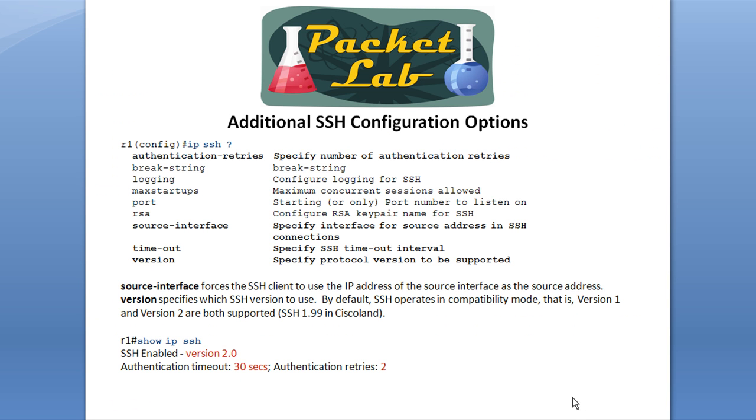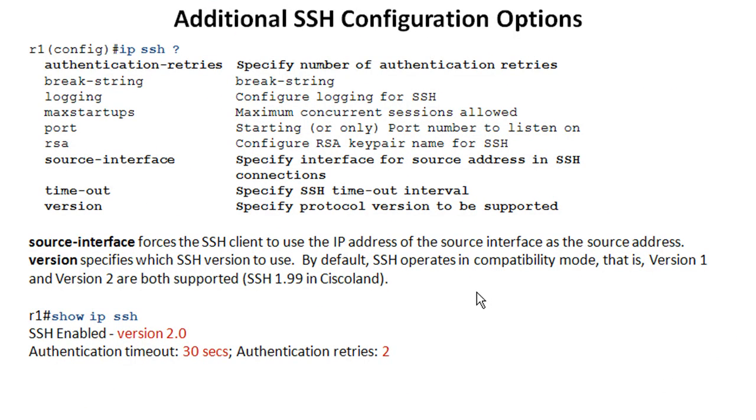And the other two SSH configuration options that you might want to use. Source interface, that's going to set the SSH client to use a specific IP address as a source interface. So if you're going to SSH from R1 to R2, by default it's going to use the IP address of the outgoing interface as its source IP address when it connects to R2. You can change that to a different interface. A lot of times you might want to do that, set that to a loopback.